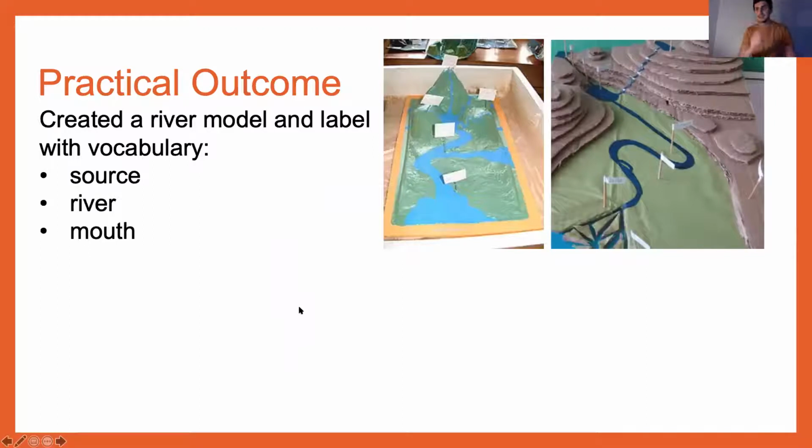So some ideas, what are you going to do this week? So one practical idea that I'd like to see, and I'd love to be able to share some of these, is to create your own river model at home out of anything you may have. And on your river model, I want you to label these three things. I want you to label the source, the river, and the mouth. You can see a couple of examples on here where this person has gone and labelled the source, river, and mouth. So that's one idea that I'd like you to do, guys.